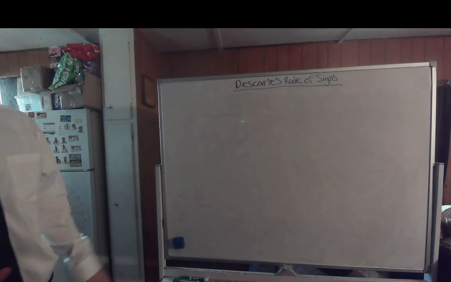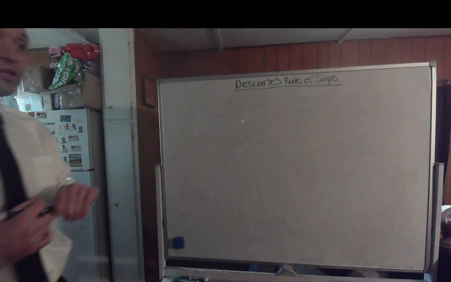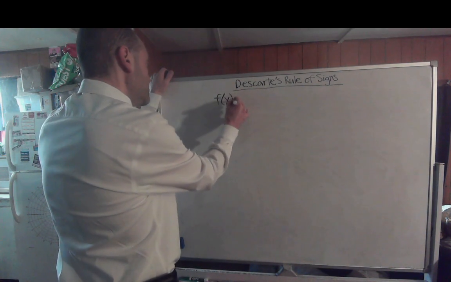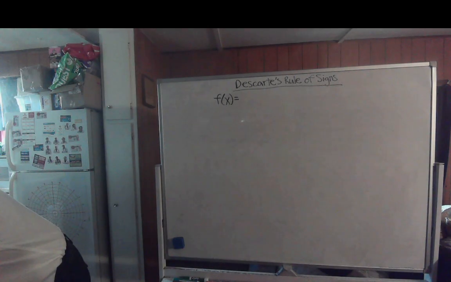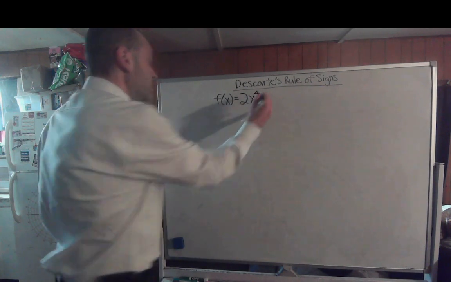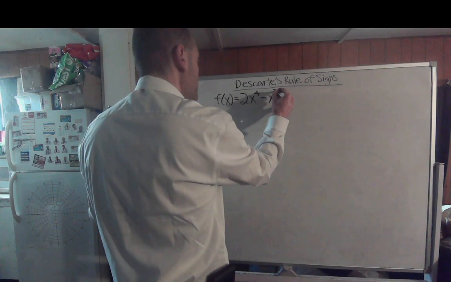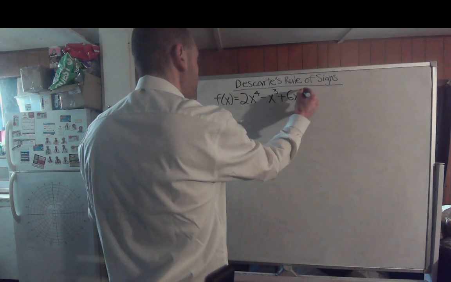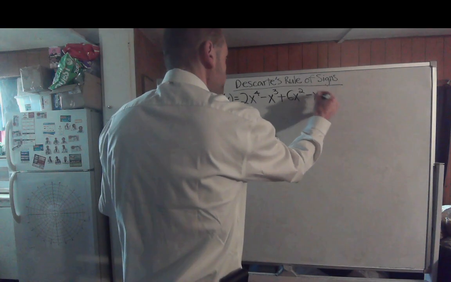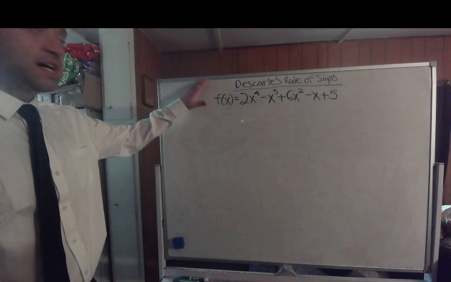But first thing I want to talk about today is Descartes' rule of signs, which also may seem like a review from Algebra 2. Let's say we have the function f of x equals 2x to the fourth minus x to the third plus 6x squared minus x plus 5. So the goal of Descartes' rule of signs is not to find the zeros themselves.